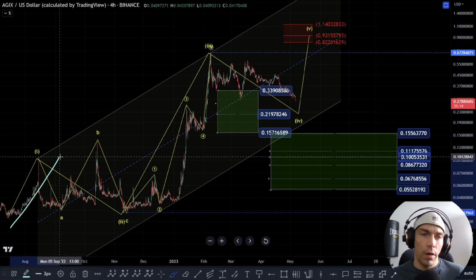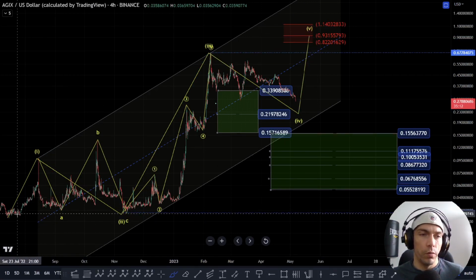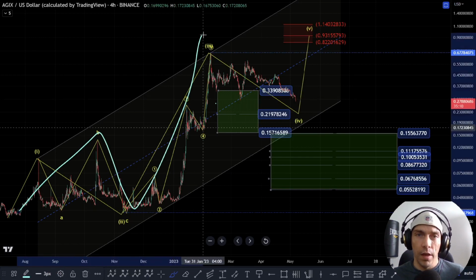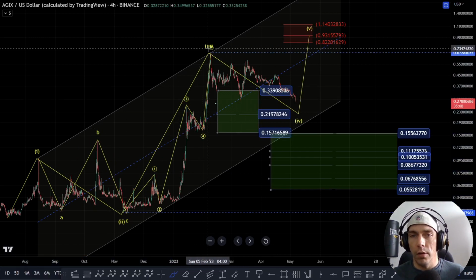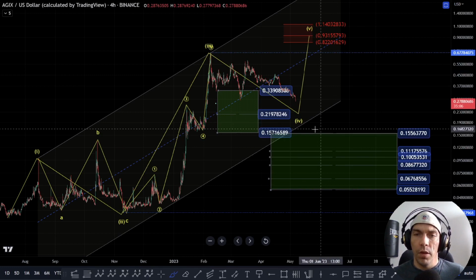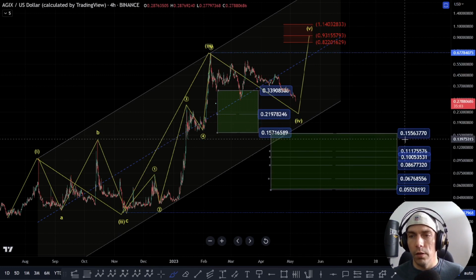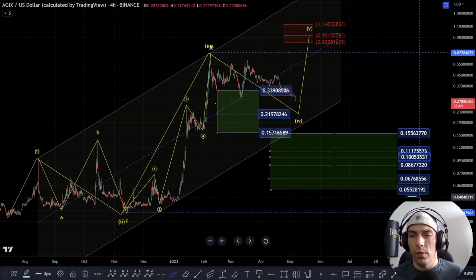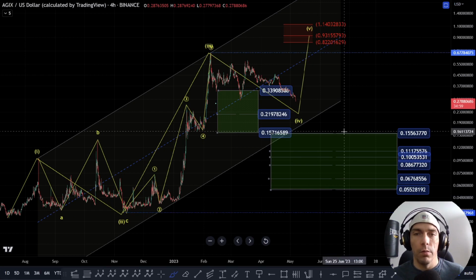Now the problem is we do have a lot of chop in this beginning move. So it is also possible this could just be ABC, in which case we could actually look to break down deeper. So we need to be aware of this fact that we could still see a breakdown towards this 1556 to this 05528 region.